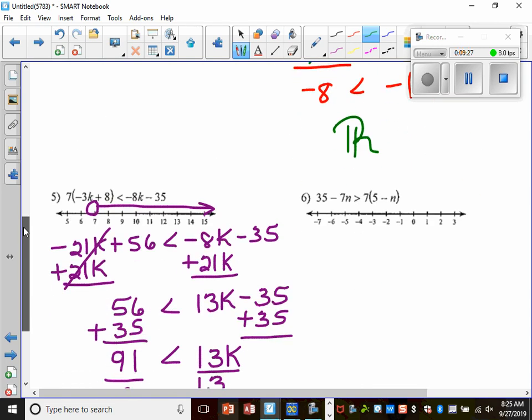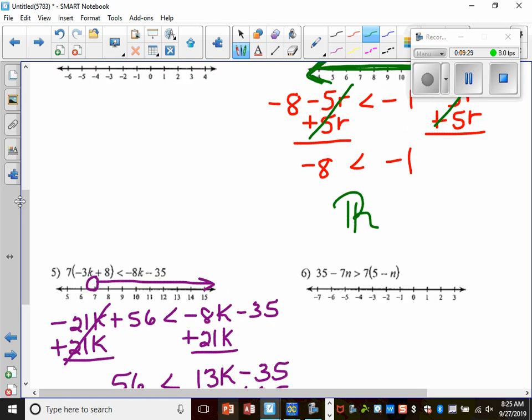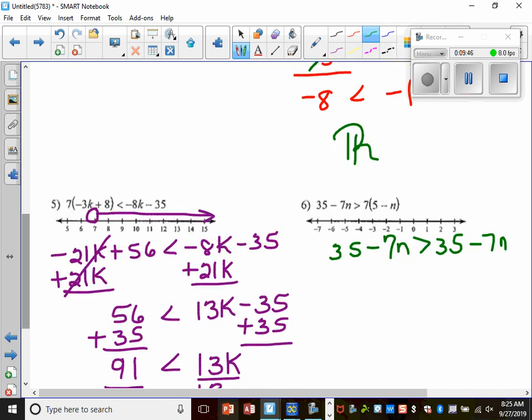Now, number 6 should be a no solution. Let's work it out and see. Okay, but it should come out to be no solution. So I'm going to have 35 minus 7n is greater than 35 minus 7n. Is that right? All right, so basically everything's going to cancel out, because when you try to do your variables, they're going to cancel. And when you try to do your numbers, they're going to cancel.